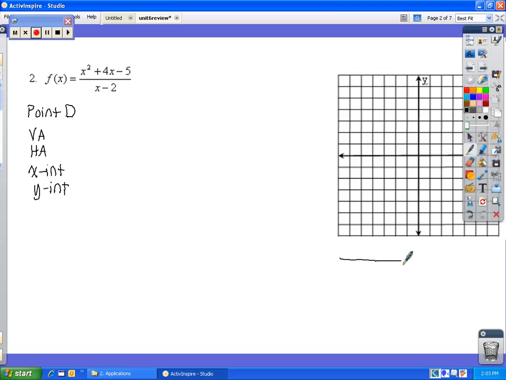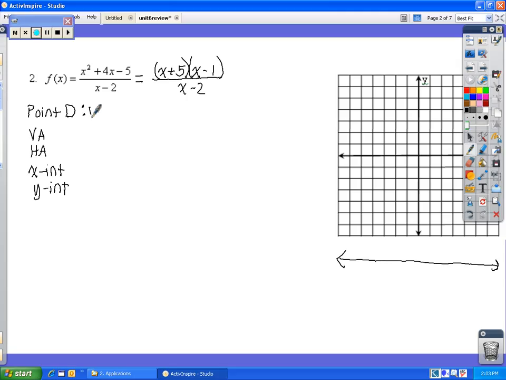We're also going to want to do a sign analysis to graph this, so I'm going to go ahead and put a number line right underneath my graph. And then I can get started by factoring the top to see if I do have a point discontinuity. So I'm looking for two numbers that when I multiply get -5 and add to get 4. So those two numbers are going to be +5 and -1, so I'm going to go ahead and fill those in.